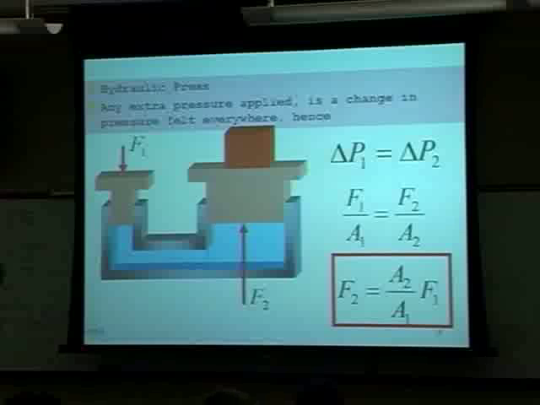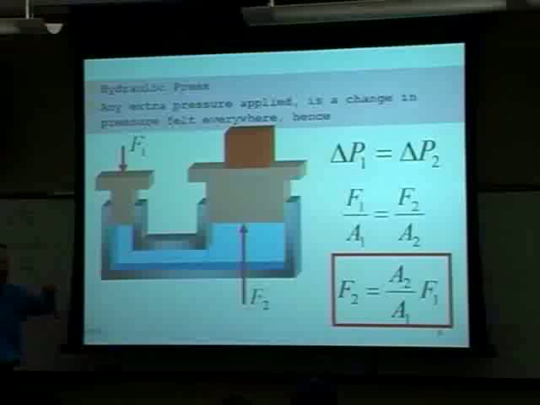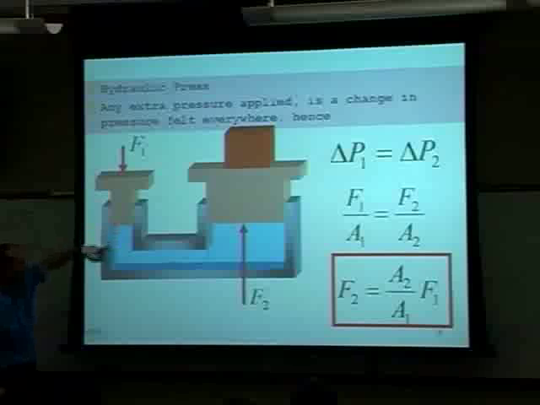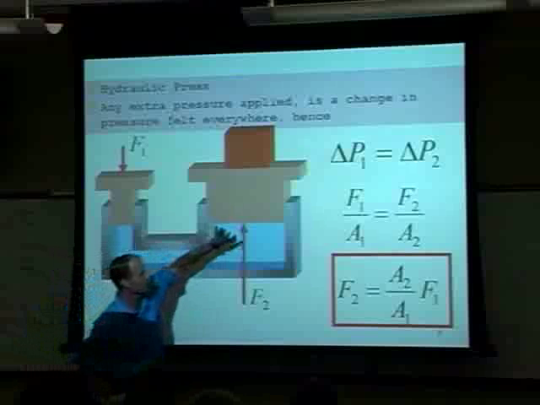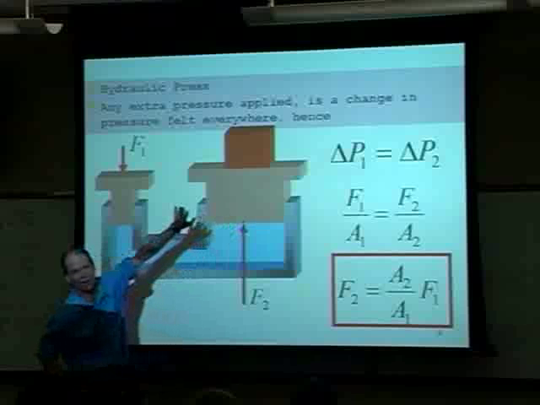In other words, for me to lift this larger item, which is a lot more massive, with a smaller force, I'm going to have to push the smaller piston a much greater distance. All right? So I don't get something for nothing. I'm going to apply a small force for a great distance because I'm really displacing very little fluid here. So even though I got a larger force here, it's not moving very fast. Not moving very far.